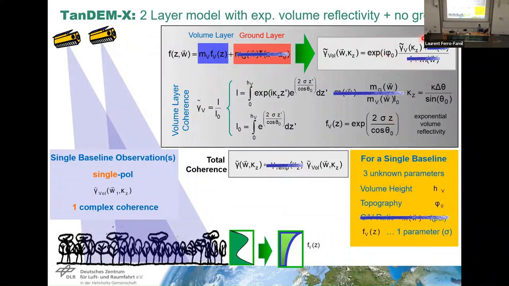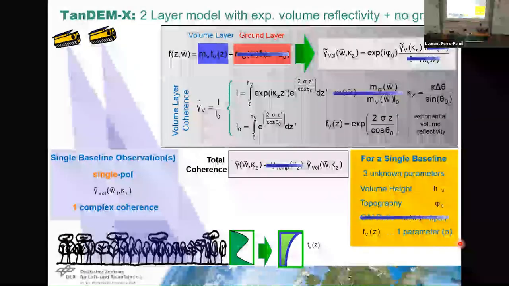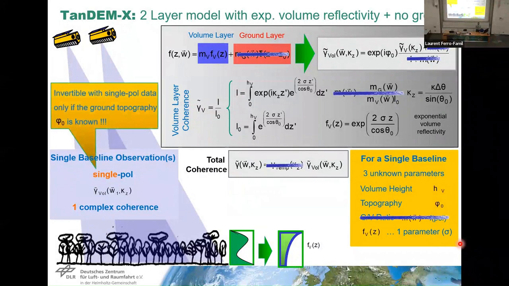Your coherence now has this shape here. You still have a ground phase, however. And now your unknowns are the ground phase, the volume height, and the parameter for the volume profile, for the volume reflectivity. So you have three unknown parameters and one complex coherence, so two numbers. You are still outbalanced by one parameter. However, if you know the topography, then you can invert. And your inversion is basically unique.